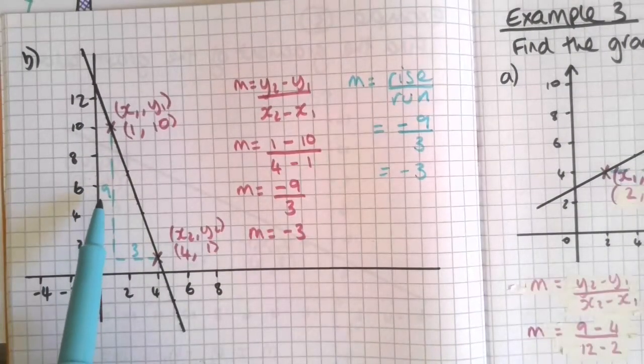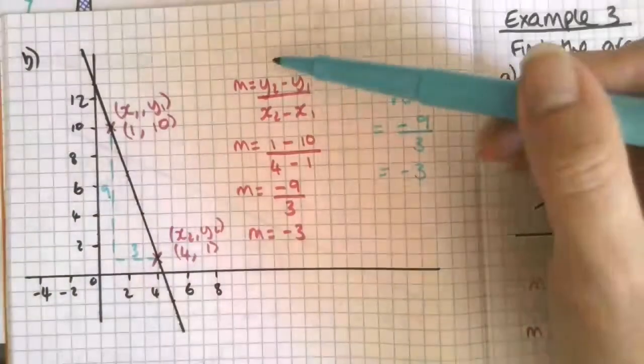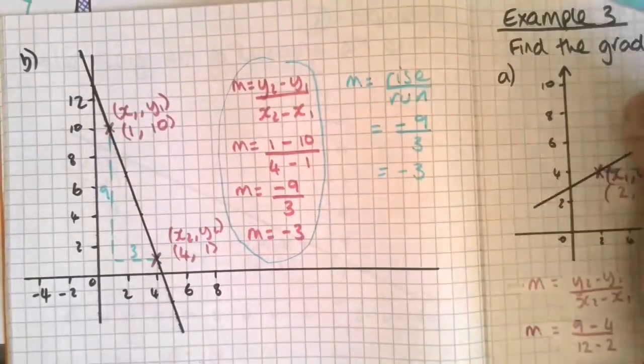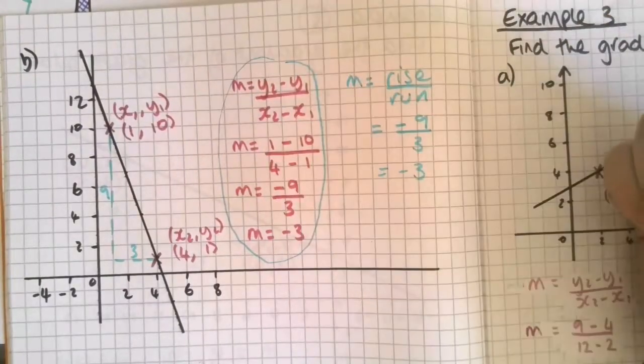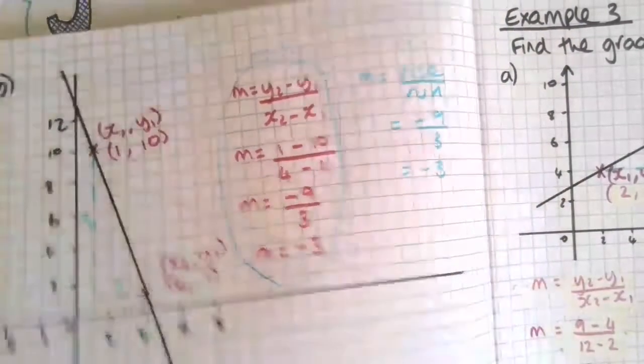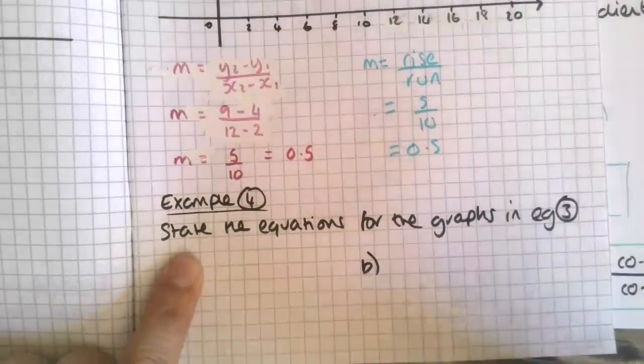So lots of people would just put 3 for this, and that's why this method here really is the best method for getting your gradient, because it will always give you the minus as long as you substitute everything in right. Okay. Right, example 4 is to state the equations for these two graphs that we've just been looking at in example 3.